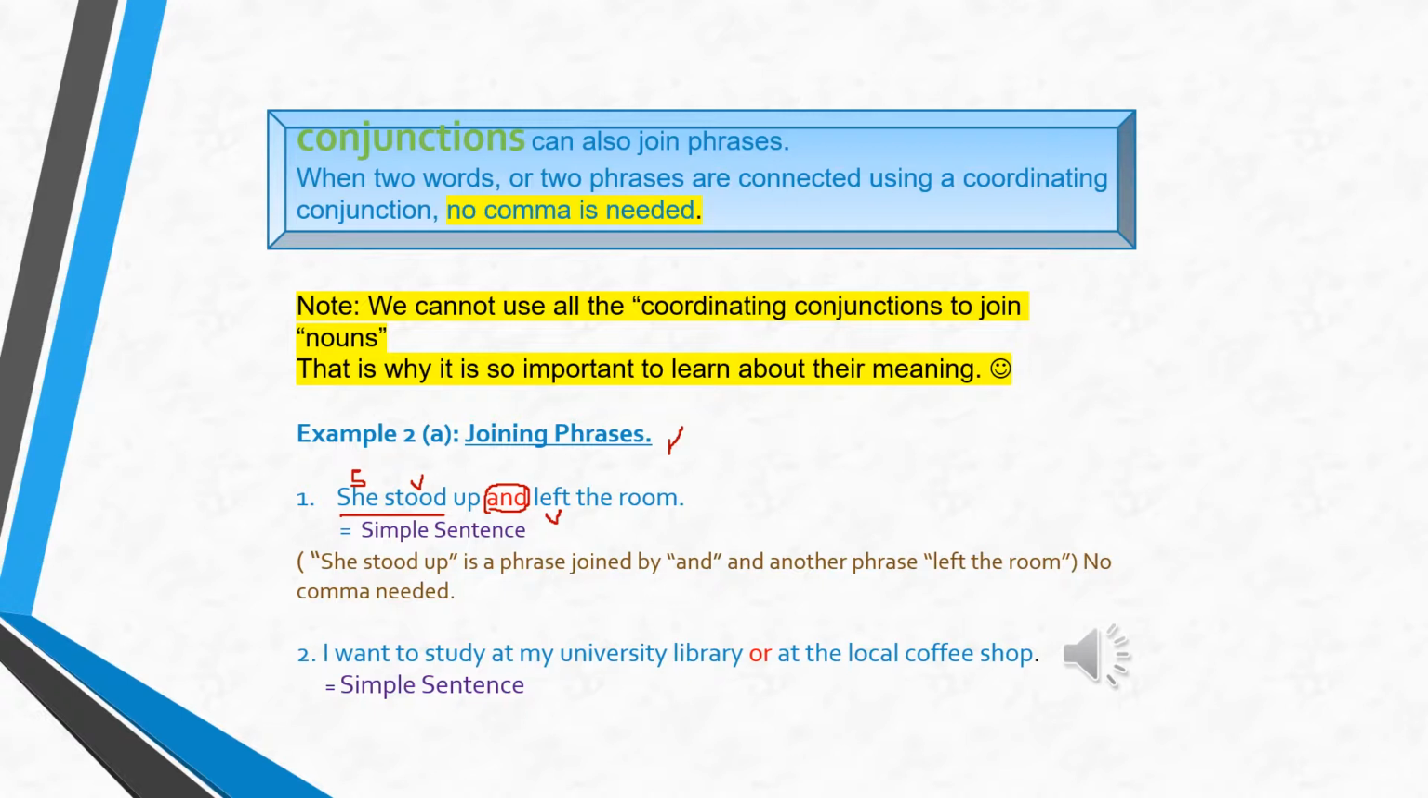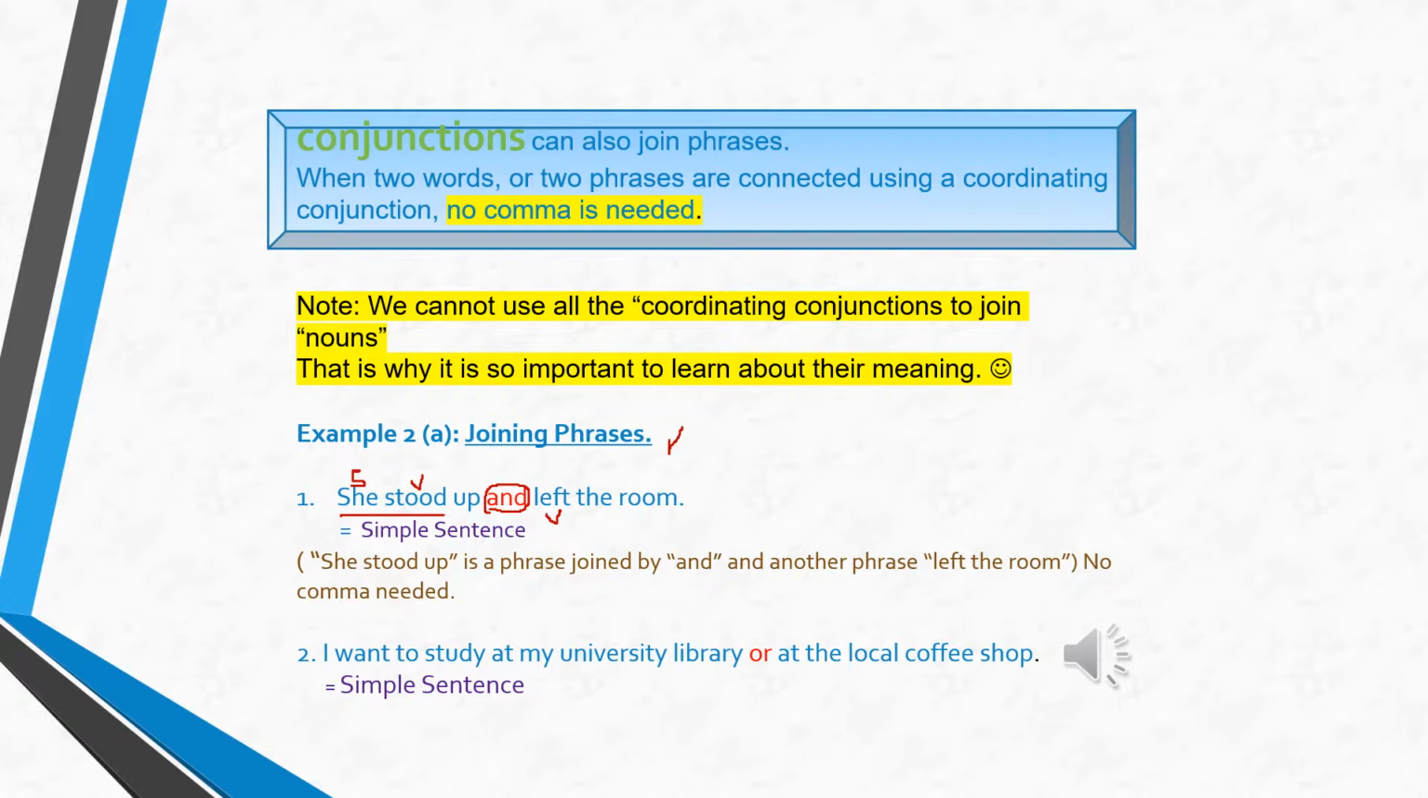because for that exact reason, we call this a simple sentence because we are using the same subject. If you notice, we only have one subject, she. Stood up is my phrasal verb, and left is another verb. So no comma is needed. And the name of this sentence, remember, is a simple sentence.